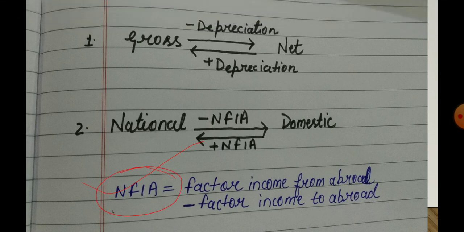Okay, so remember it: if you have gross and you have to calculate net, then you have to subtract depreciation. If you have net and you have to calculate gross, then you have to add depreciation. If national is given and you have to calculate domestic, then you have to subtract NFIA, and just the opposite.